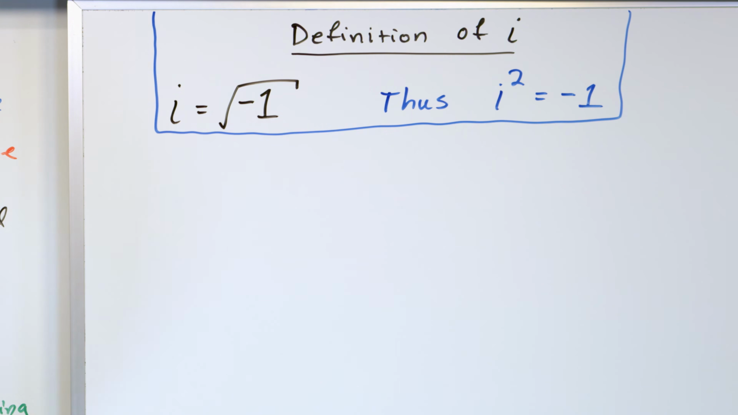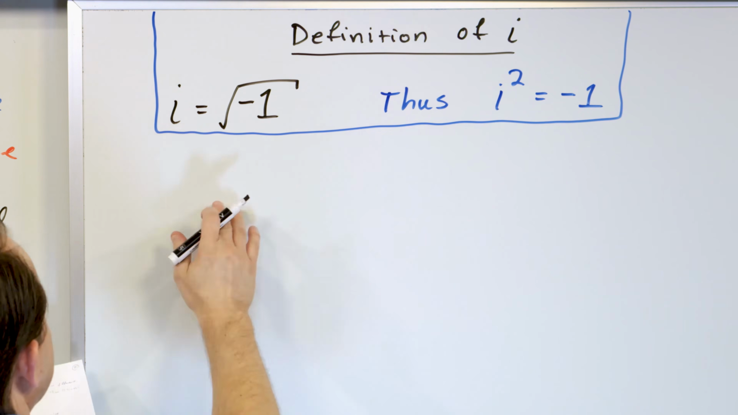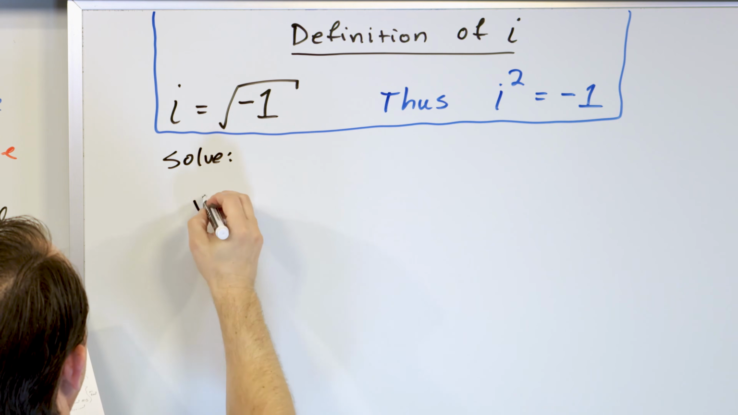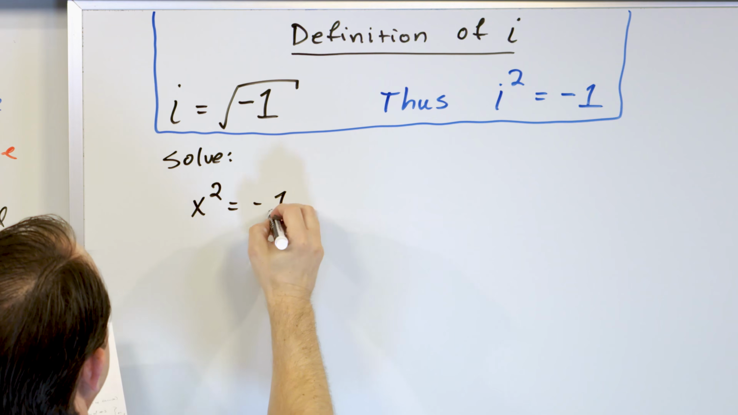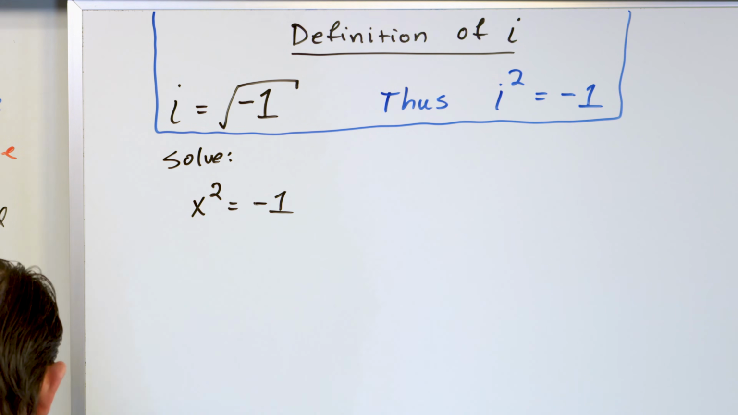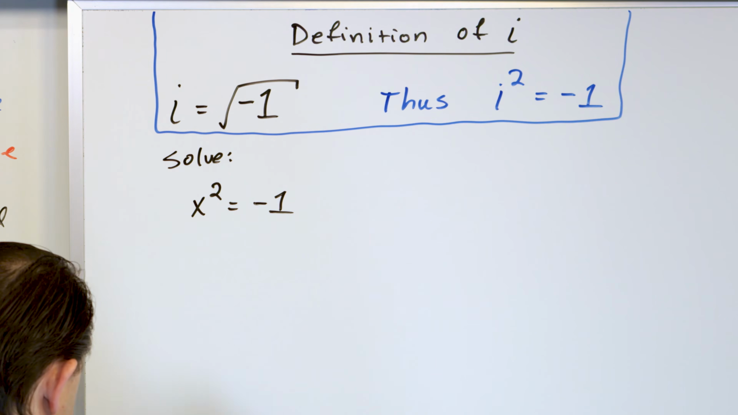What kind of equations do we need to solve, right? Let's solve this equation. Very simple. I'm just going to put it to you like this. What if you have the equation x squared is equal to negative 1? How do you solve that? Well, in the previous lectures, we would have just taken the square root of both sides. That's exactly what we're going to do.